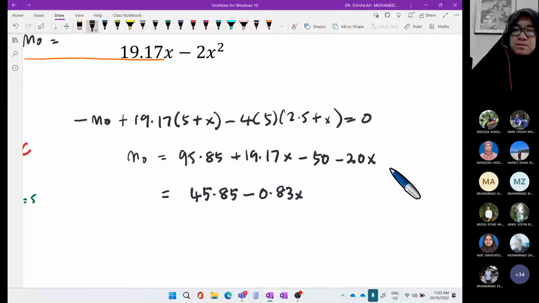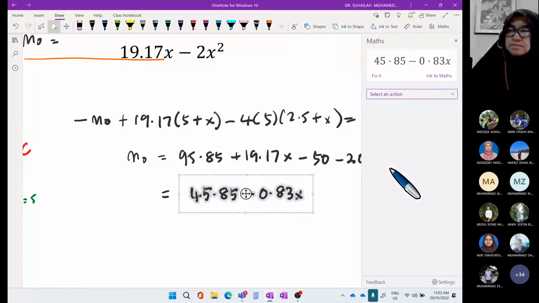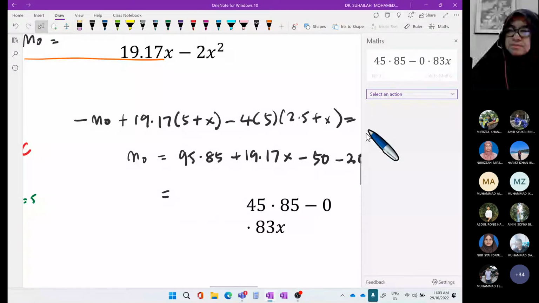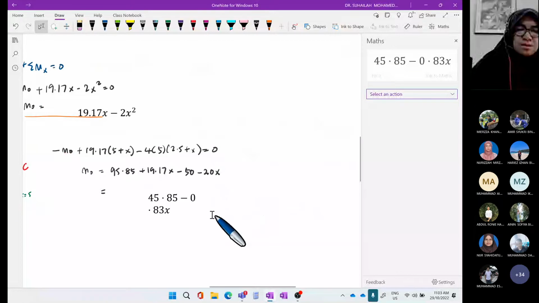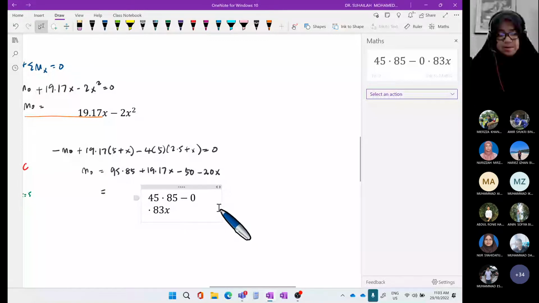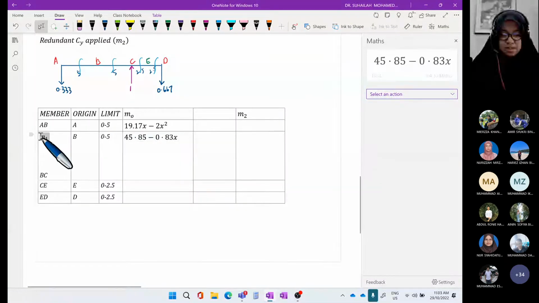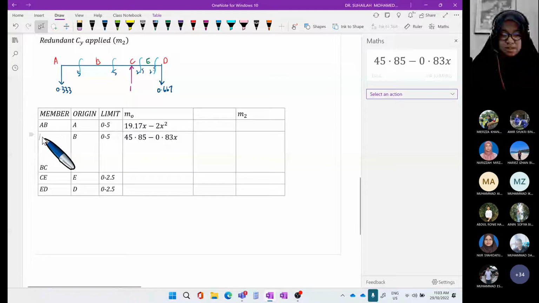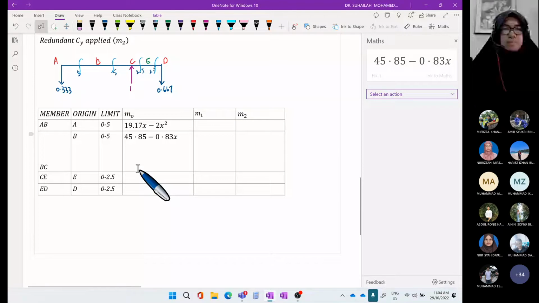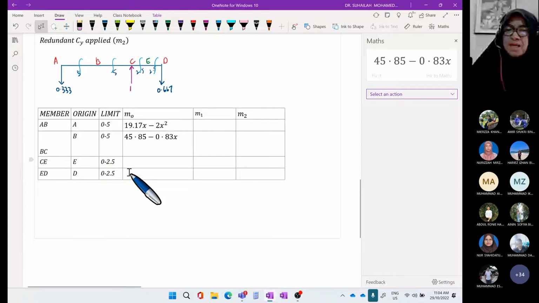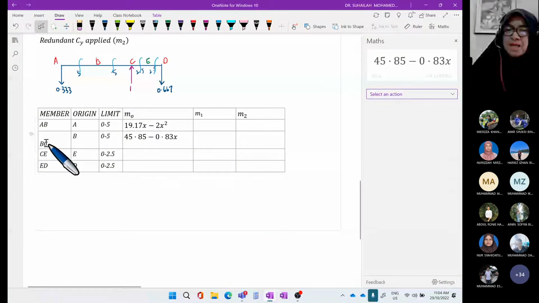Okay, M naught equals 45.85 minus 0.83x. Wait a moment, why did M1 move over here? M1 is here. Okay, so this is the equation: 45.85 minus 0.83x. Origin is B, limit 0 to 5.